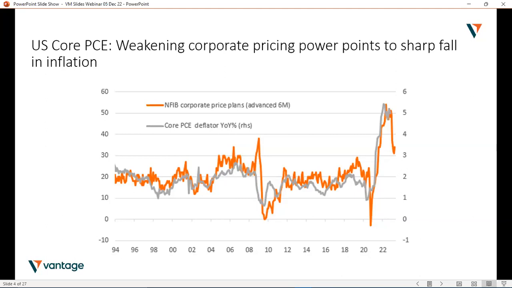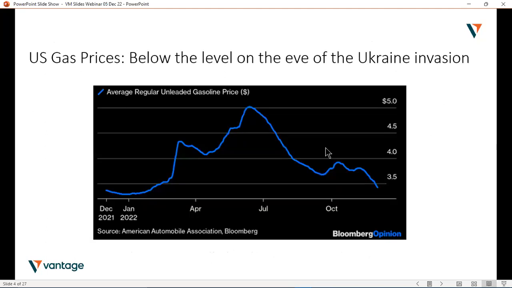And then certainly if some of the data does roll over and we fall into recession, as many fear, then corporate pricing power will weaken further and contribute potentially to inflation getting closer to the 2% target by the end of next year. So an interesting chart, we think, with corporate pricing power potentially pointing to sharp falls in inflation.